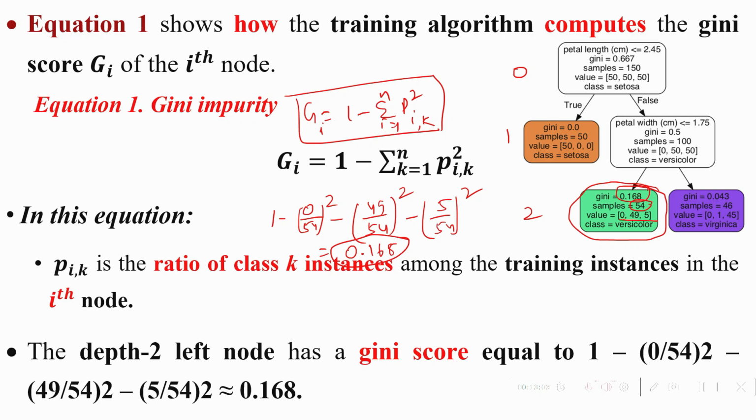That means some elements are misclassified as versicolor. Out of 54 elements, 49 belong to one class and 5 belong to another class. Based on that information, we get a Gini value of 0.168. If you increase the maximum depth by one more level, we can automatically split the data further into two classes.